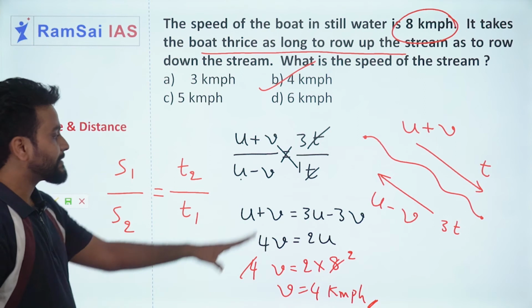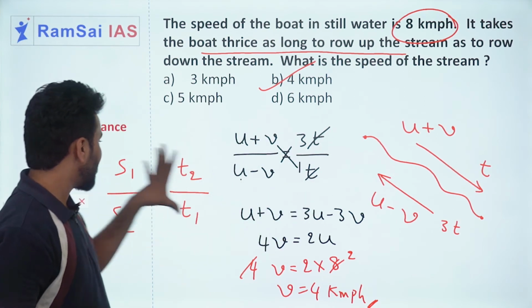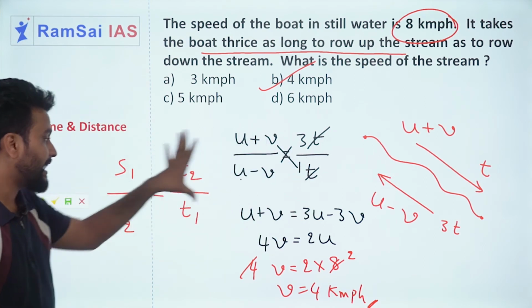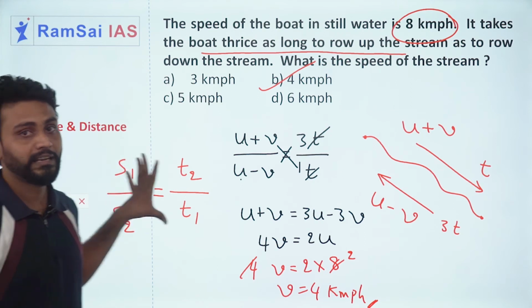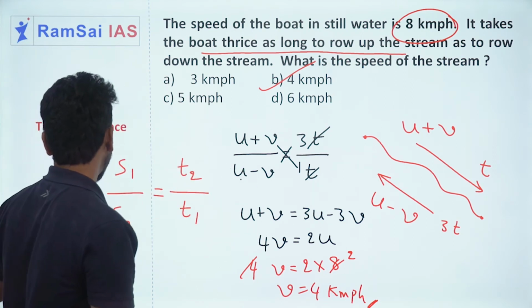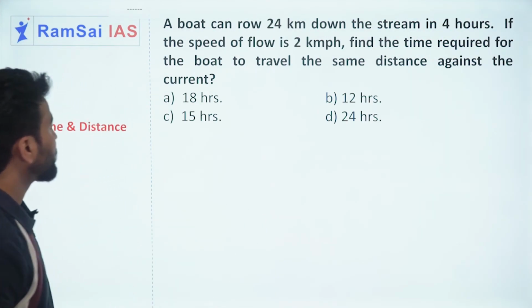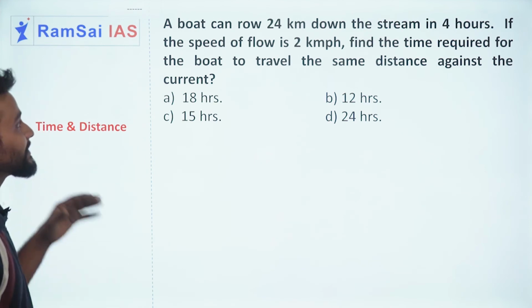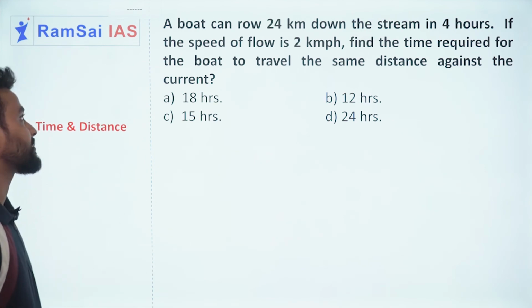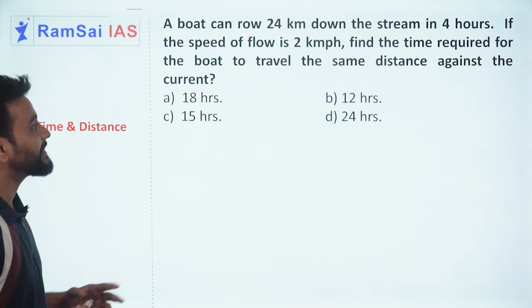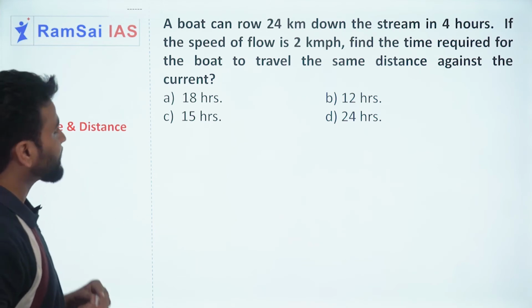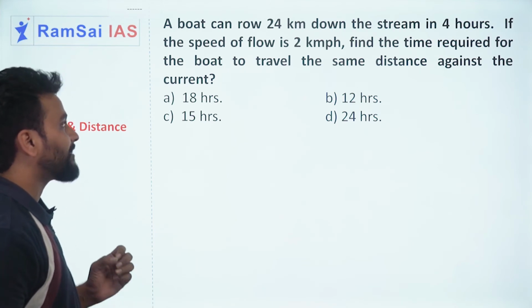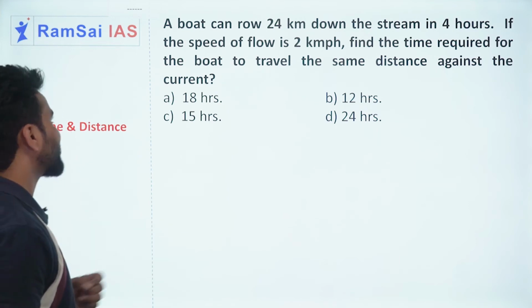Guys, remember this black color explanation and this relation is very, very important. Okay, fine. Next question. The boat can row 24 kilometers down the stream in 4 hours. If the speed of the flow is 2 kilometers per hour, find the time required for the boat to travel the same distance against the current.